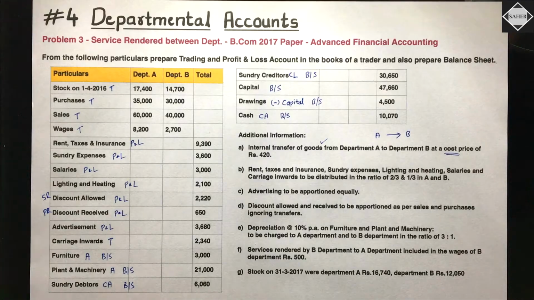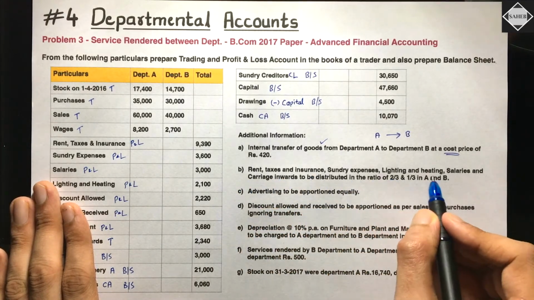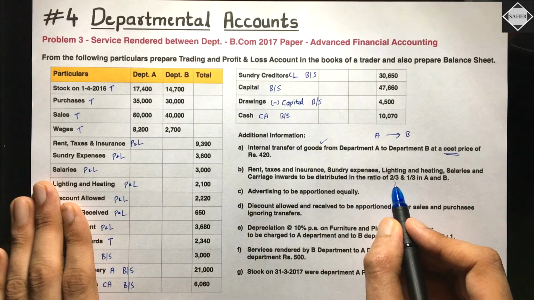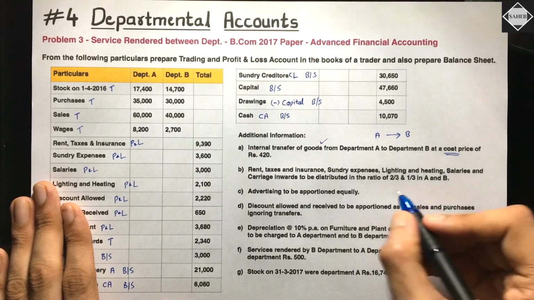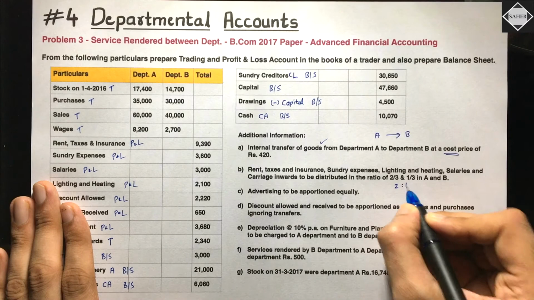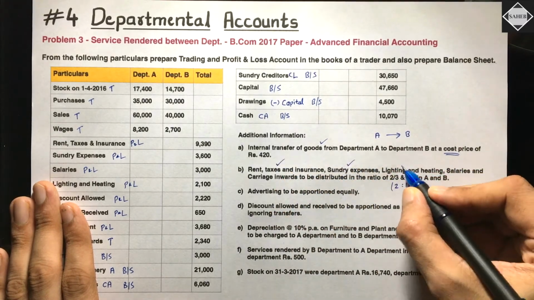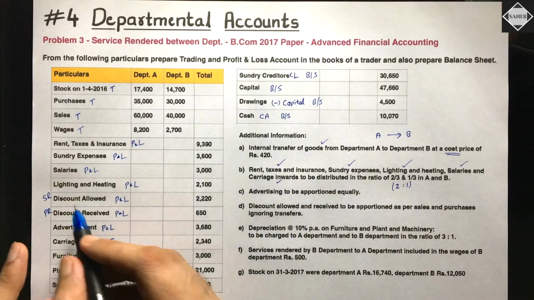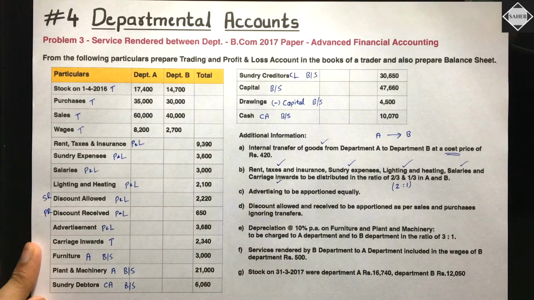Okay, simple. Next, adjustment B: rent, taxes and insurance, sundry expenses, lighting, heating, salaries and carriage inwards to be distributed in the ratio of 2/3 and 1/3 in A and B. 2/3 and 1/3 simply means 2:1, isn't it? That's the ratio for all these expenses: rent, taxes and insurance, sundry expenses, lighting and heating, salaries and carriage inwards. Is that clear?